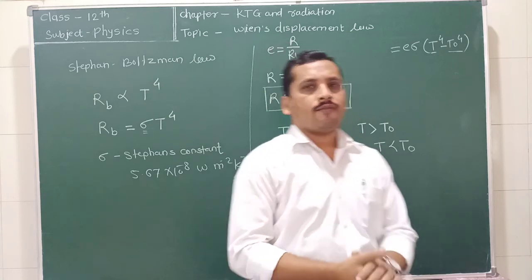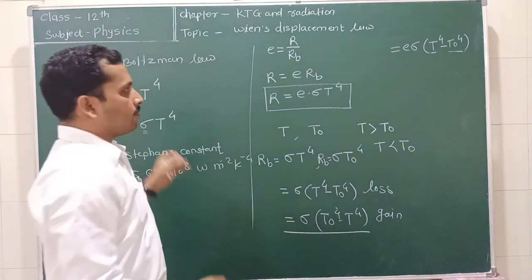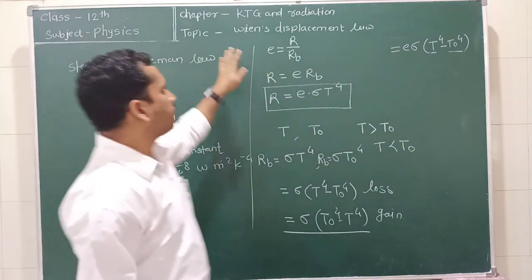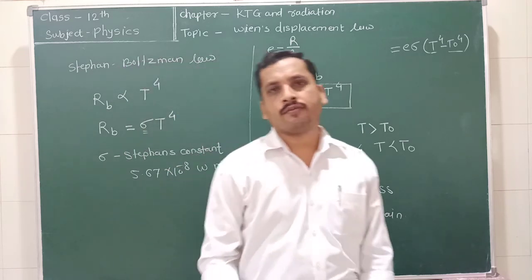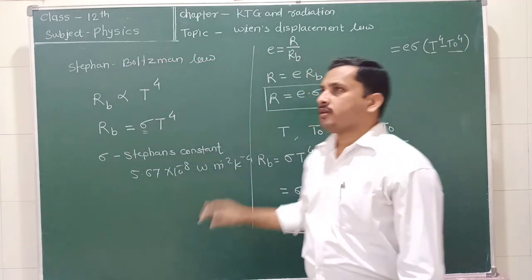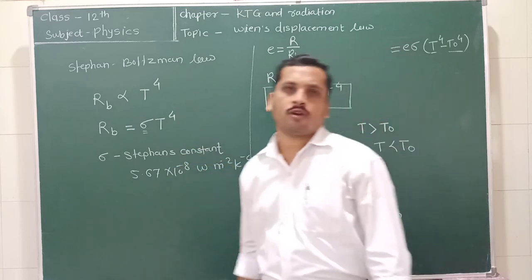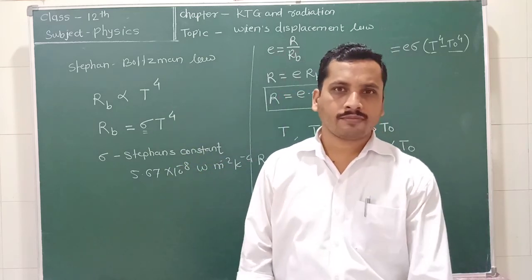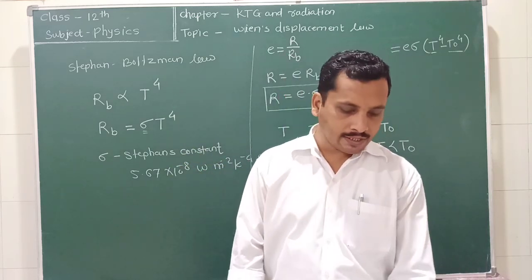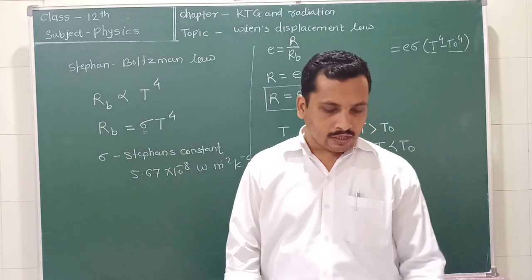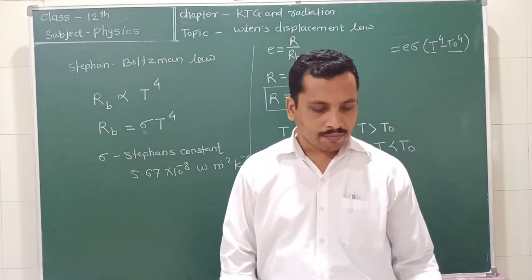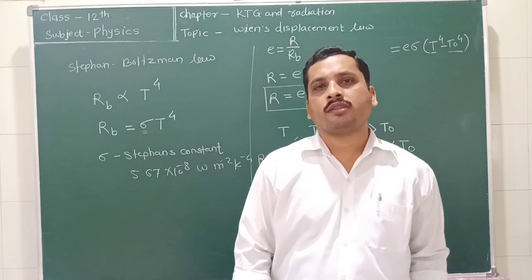So today we discussed the black body spectrum, then Wien's displacement law, and then the Stefan-Boltzmann law. So in this way this chapter ends here. In the next lecture we are going to start a new chapter, which is thermodynamics.